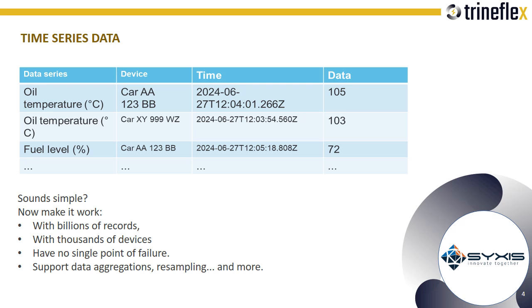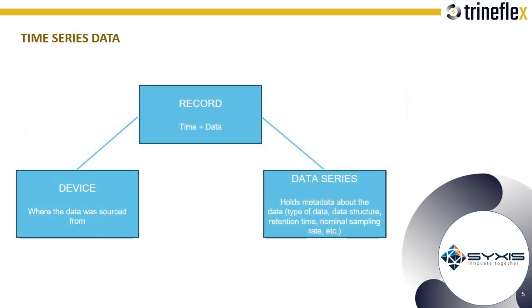For those of you who are not familiar with time data series, let me explain the meaning of time data series. Time data series are associated to a given device at a given time. Very simple concept in itself, but its management becomes very, very complex when you have thousands of devices, billions of records. As said, each record in a time data series is associated to a device and its data series, including the metadata such as data type, retention time, structure, etc.